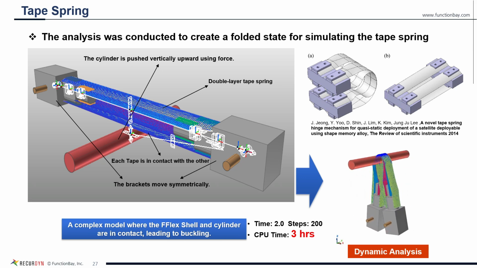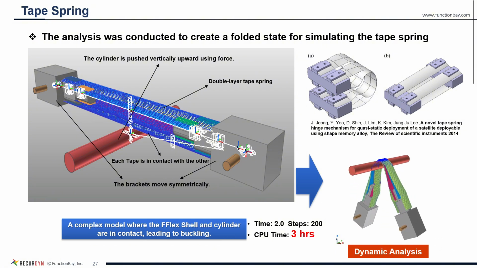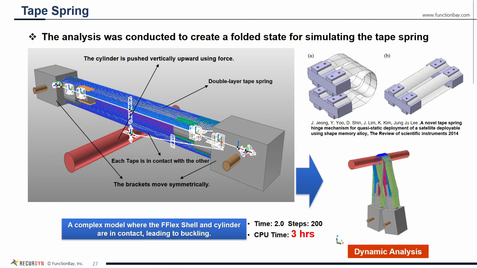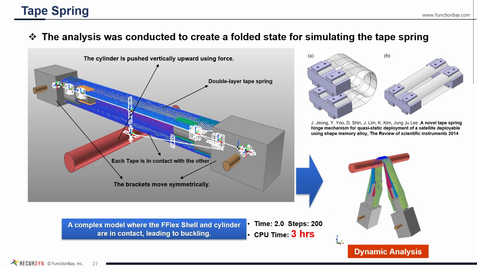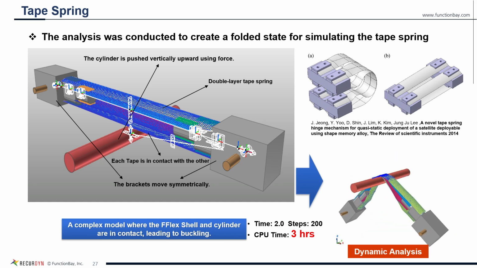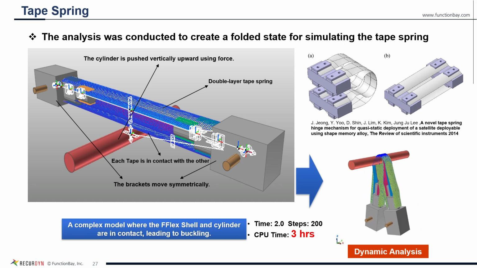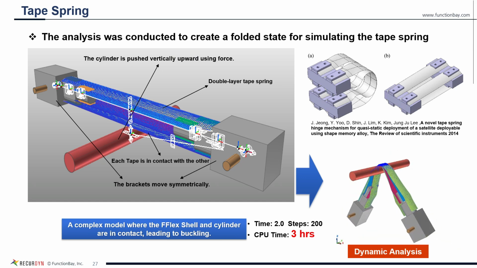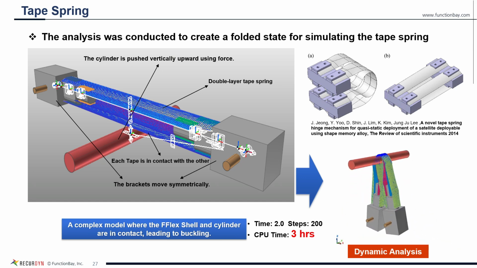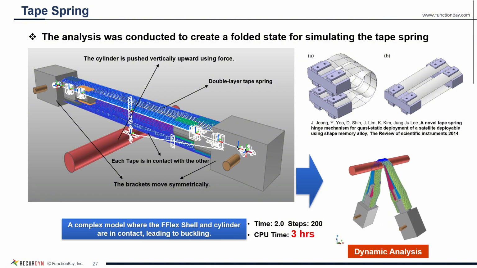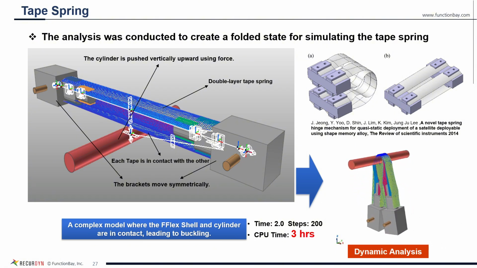This is the final example. The tape spring model demonstrates the most remarkable results among all the examples presented so far. This device is a component used to deploy the solar panels of a satellite in space. Although it is an extremely lightweight structure, it provides sufficient stiffness once fully deployed. The device is transported in a folded state on the satellite. Thus, the transition process from the folded state to the fully deployed state is critical.